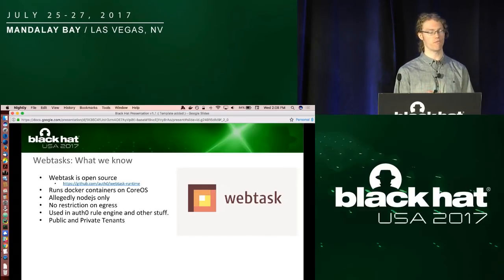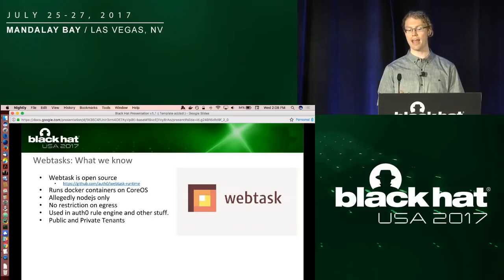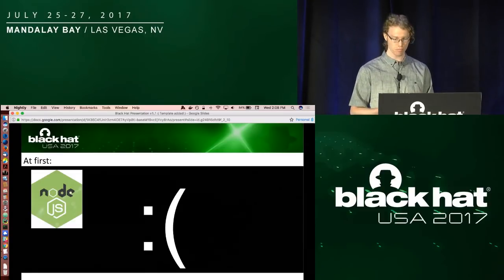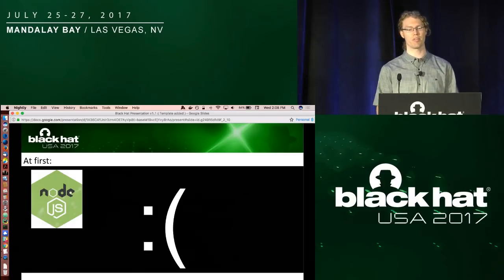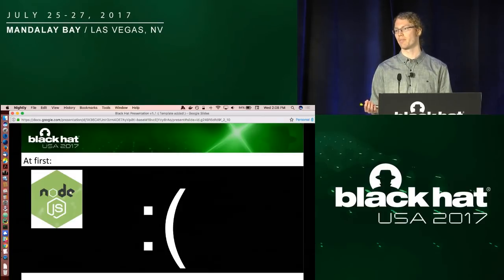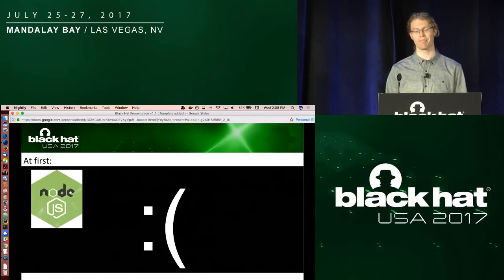And people use them for all sorts of things, including the Auth0 rule engine. And you can have a public tenant out in the cloud, or, depending on your plan with them, you can have a private tenancy too. So there are different options for how this can be hosted. So at first, when we discovered this, we thought, well, it's Node.js only. All our profiler is written in Python. We don't want to have to do the whole thing again. So we were sad.